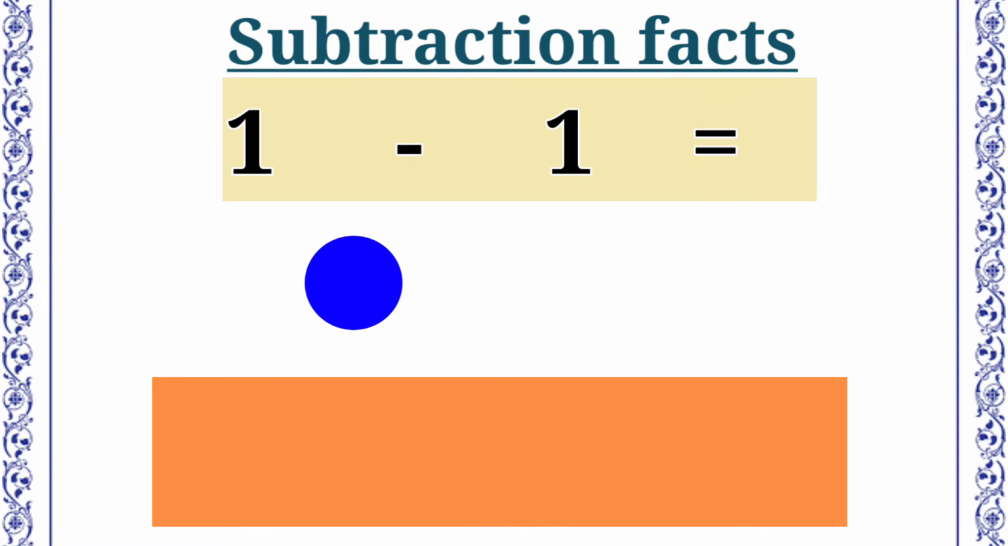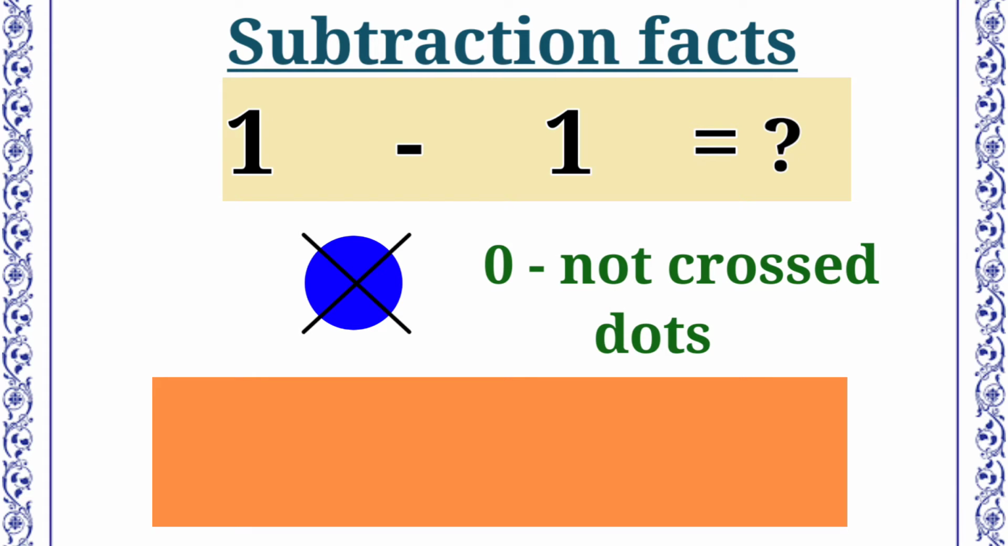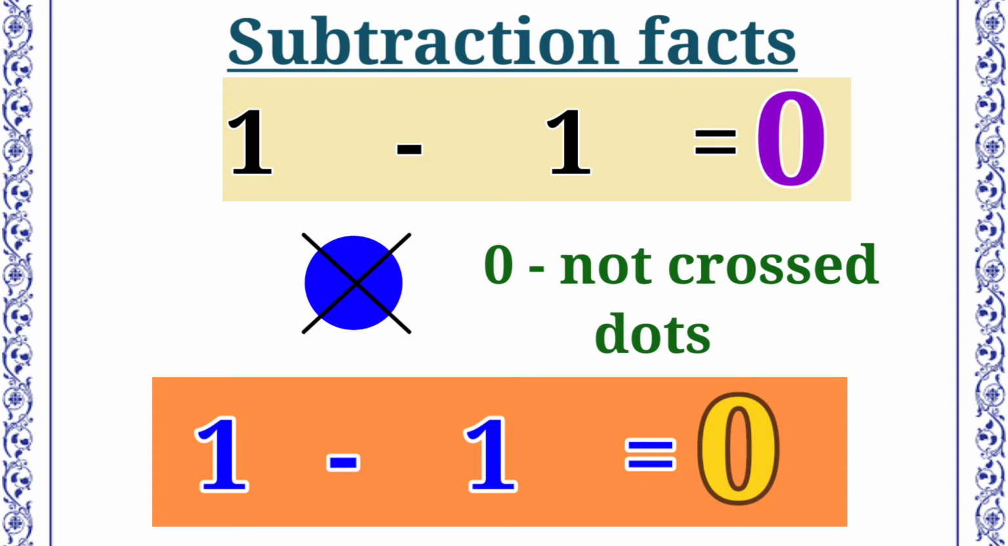1 minus 1. Let's count the dots that are not crossed. Here, no more not crossed dots. We know that no more means 0. Therefore, the answer is 0. 1 minus 1 is equal to 0.